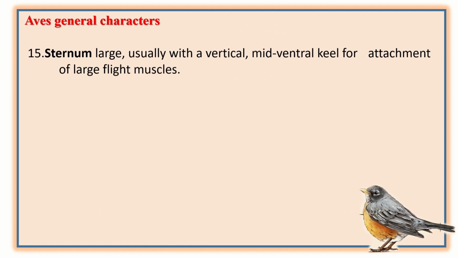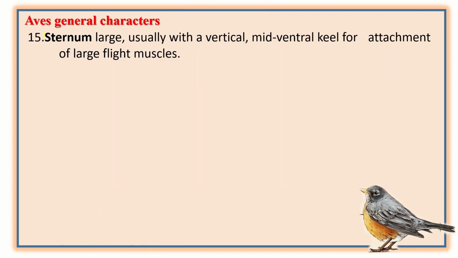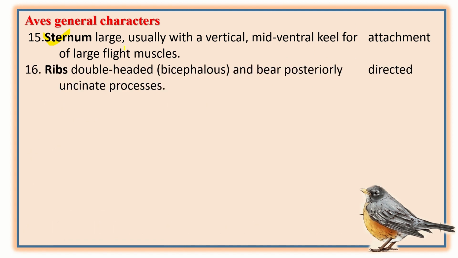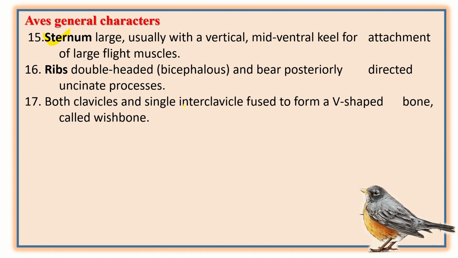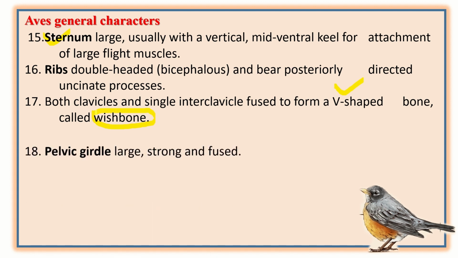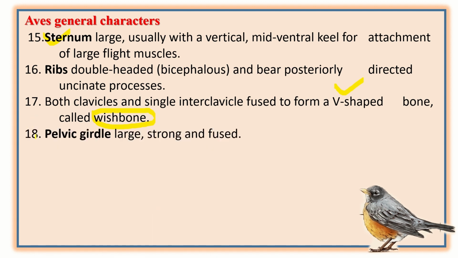Sternum is large, usually with a vertical midventral keel for attachment of large flight muscles. Ribs are double-headed, bicephalous, and bear posteriorly directed uncinate processes. Both clavicles and the single interclavicle fuse to form a V-shaped bone called the wishbone. These are the parts of the endoskeleton. Pelvic girdle is large, strong and fused.